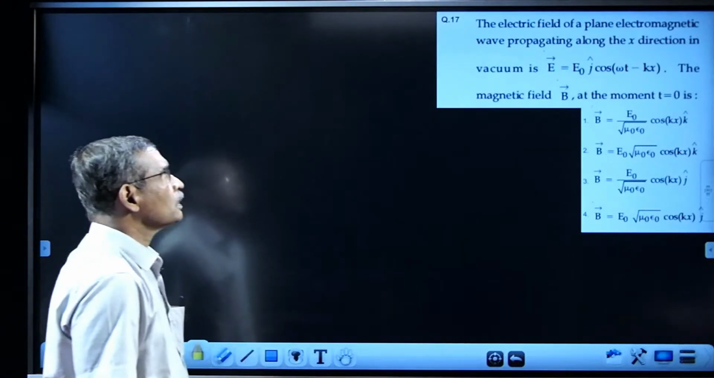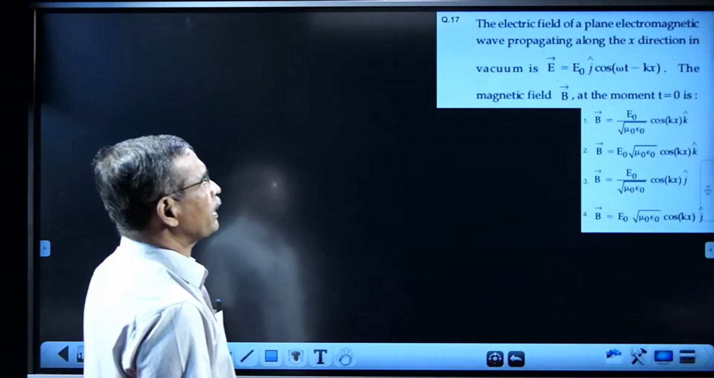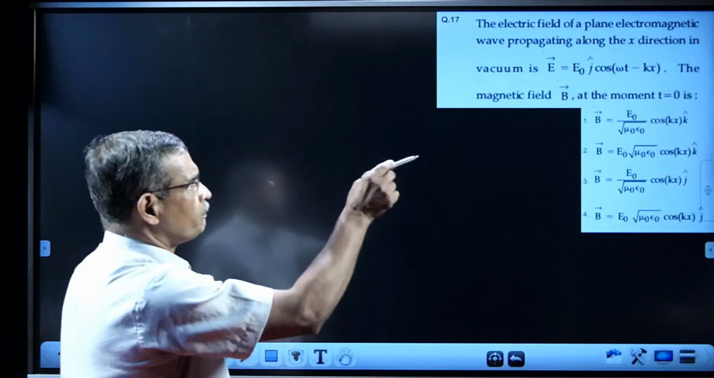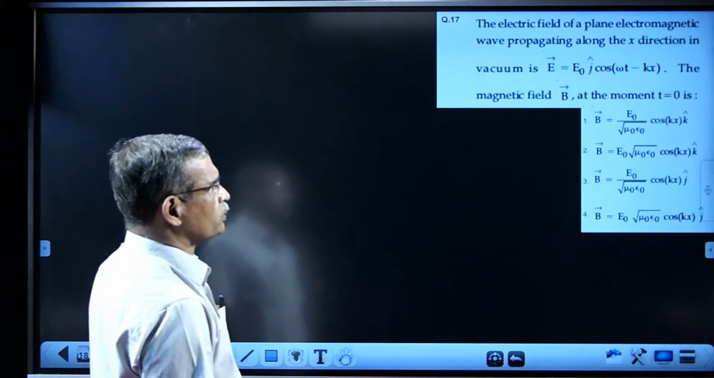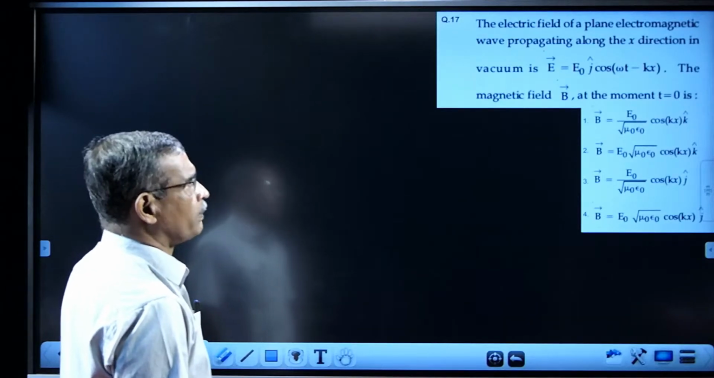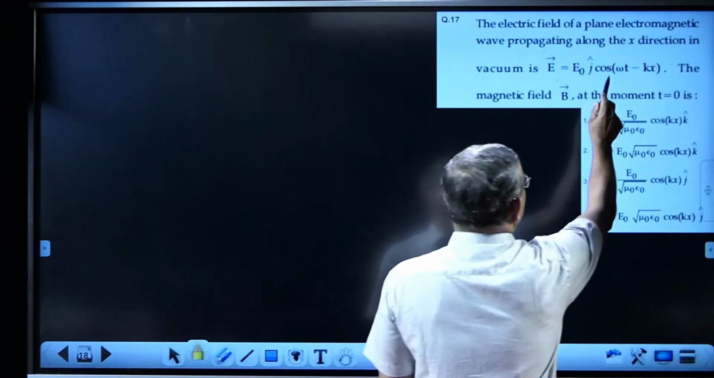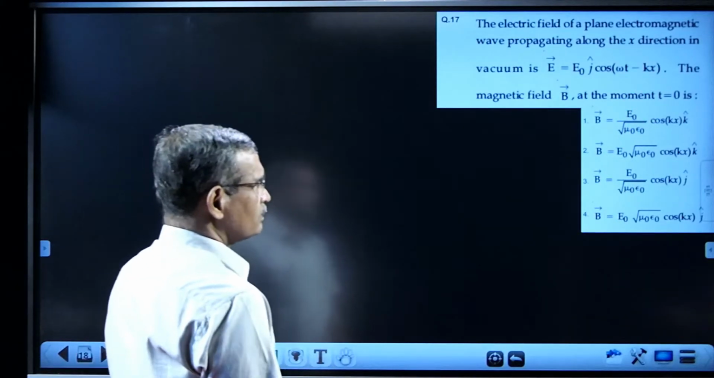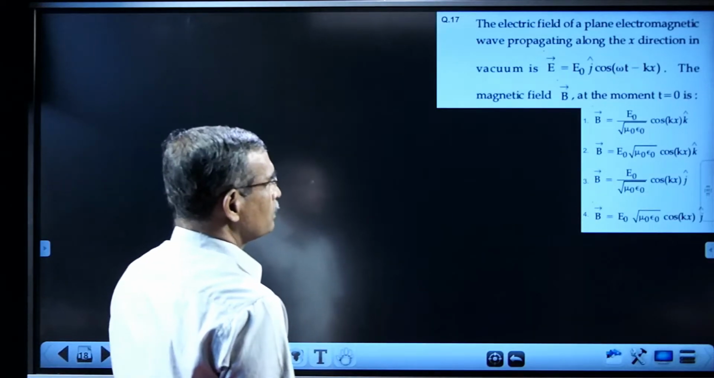Yes. Now come to our next question. An electric field of a plane electromagnetic wave propagating along the x direction in vacuum is given. What will be the magnetic field at the moment t is equal to 0? At t is equal to 0, what remains is cos of minus kx, since omega t is equal to 0.